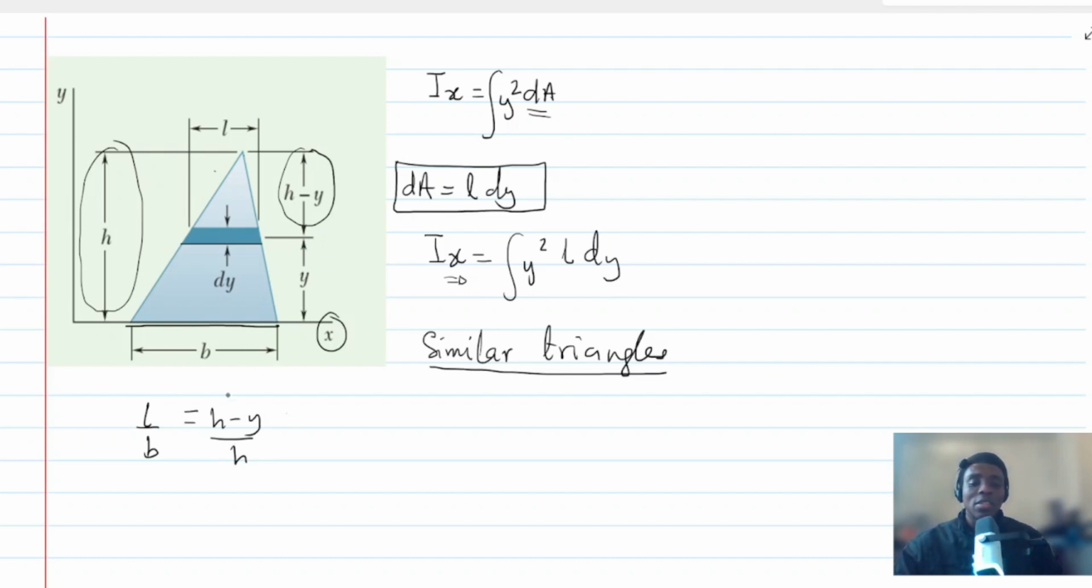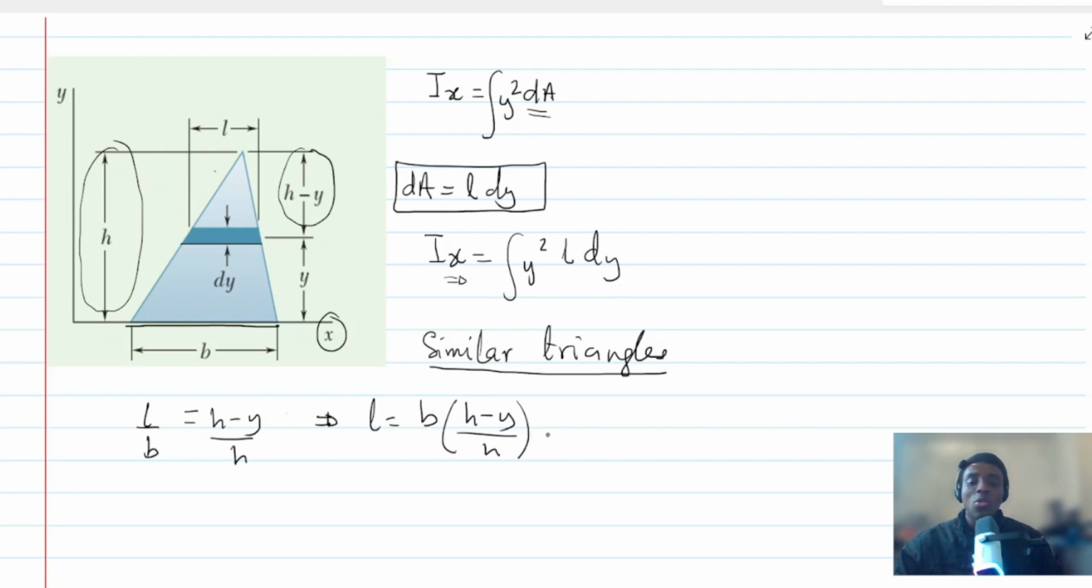Now that we have this, we can do some gymnastics and have our way. From what we have, let's make L the subject and see what will happen. If we make L the subject, L is equal to B multiplied by H minus Y, divided by H.